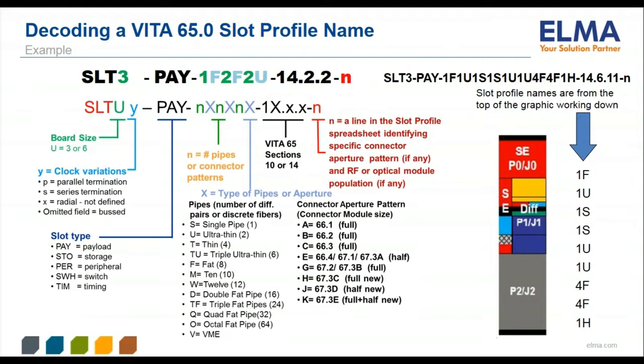This particular slot profile contains one Type H aperture cutout. If you look at the chart, it will show that the H indicates that an H aperture supports a VITA 67.3C module. If it had been a J, it would be supporting a 67.3D half-size module. Because the slot profile name can now become so very lengthy, engineers often refer simply to the relevant VITA 65.0 section, such as 14.6.11, because it's easier to type and speak than the entire slot profile name.